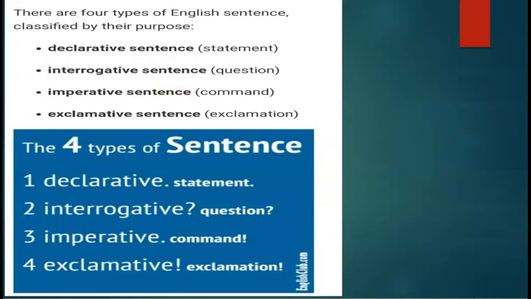Dear audience, I wanted to add some addition and suggestion to my presentation. There were some questions connected with the types of sentences. I would like to mention that you shouldn't confuse them with the types of sentence structure. Here you can see that there are 4 types of English sentences classified by their purpose. These 4 types are by sentence purpose.